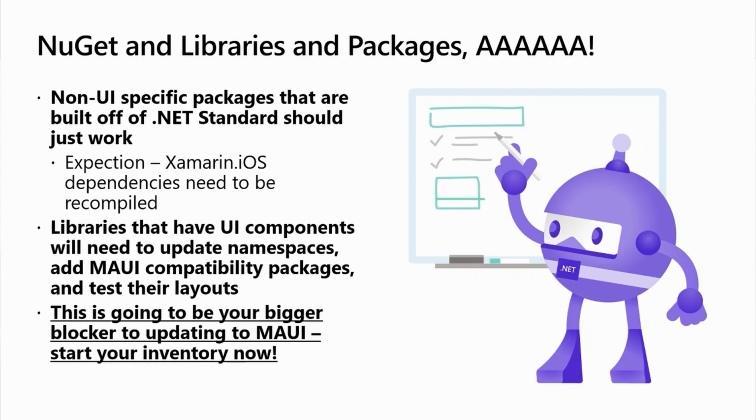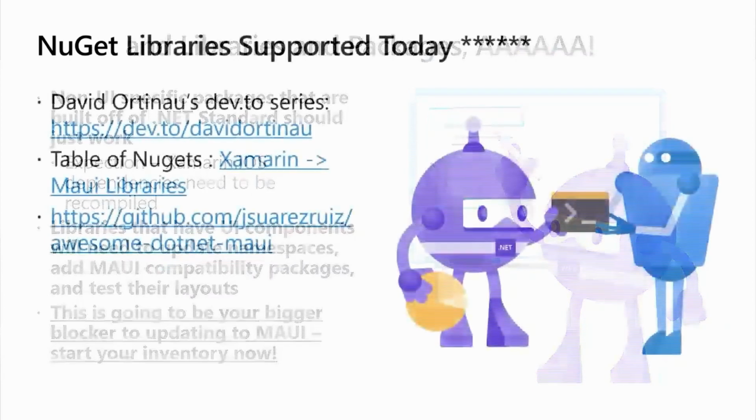Libraries that have UI components attached to them, you want to go check in and see what the status of the library is. Are they upgrading it? Are they not? Maybe they have an alternate route for you. So SkiaSharp is on its path already. That's a graphics library, and it has been updated. So you can go check in and see what's going on. Make an inventory, start seeing what dependencies you have. If you can move away from some, that's even better. That makes your life easier. So that's what's going on with the NuGet package stuff.